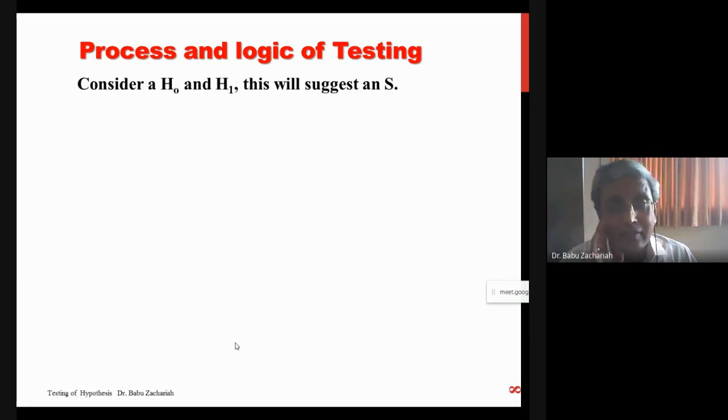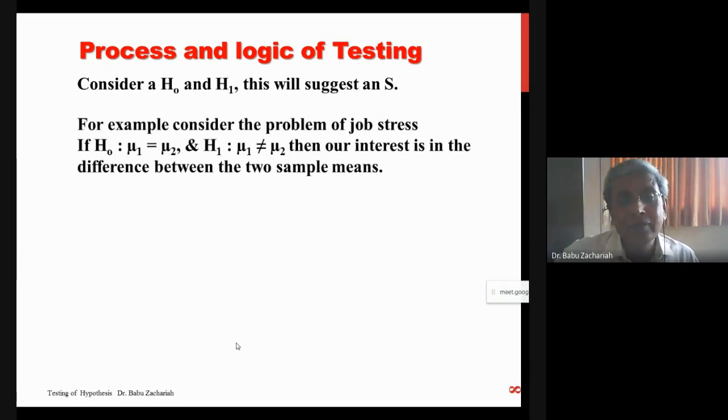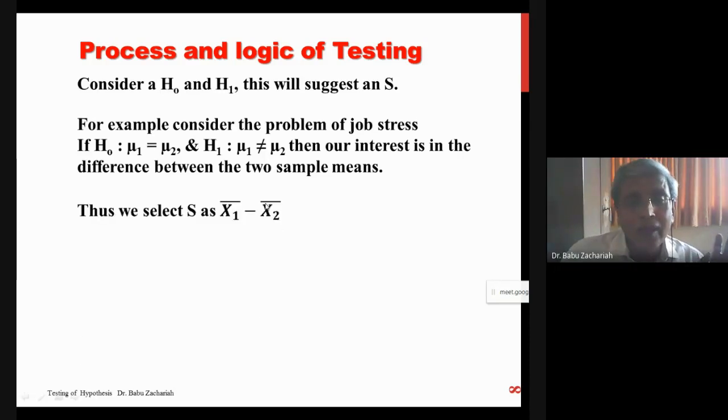In this process and logic of testing, consider H0 and H1. This will suggest an S. For example, consider the problem of comparing two means. If mu1 is equal to mu2, say we are comparing male and female, the null hypothesis will say that there is no difference between male and female. That means the mean of males will be equal to the mean of females. And the alternative we fix this way: they are not equal. Then our interest is in the difference between two sample means, so our S will be X1 bar minus X2 bar.